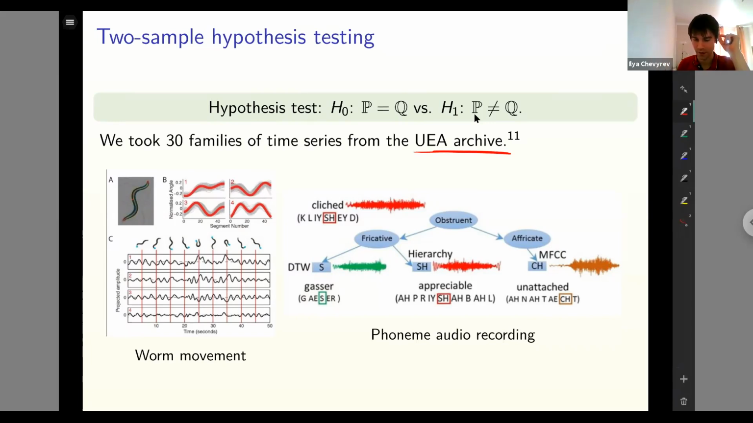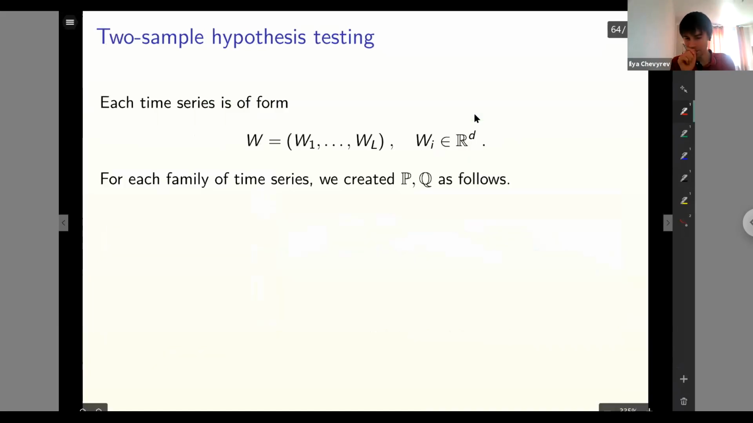Another one is phoneme audio recordings, where you track, I guess in this case, the pitch or something like this of a voice, the loudness as well. The point is that from this time series, you might want to classify whether what you're hearing is a sh or a ch or a ts sound, something like this. Okay, so these time series come from a wide family of fields. And then we turned them partly into synthetic data.